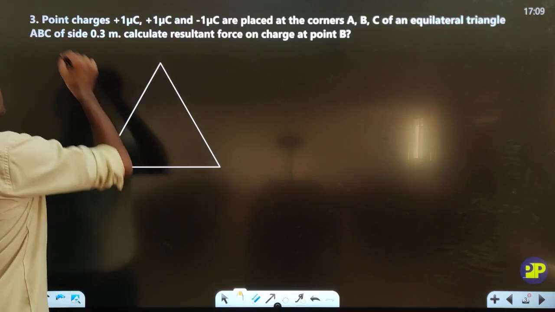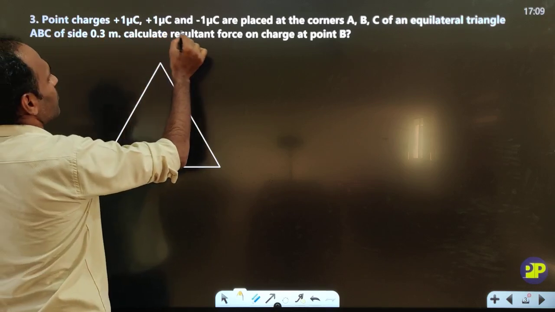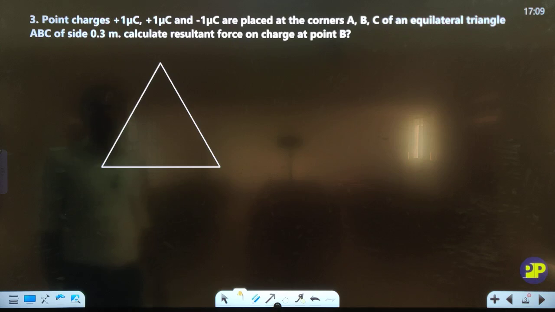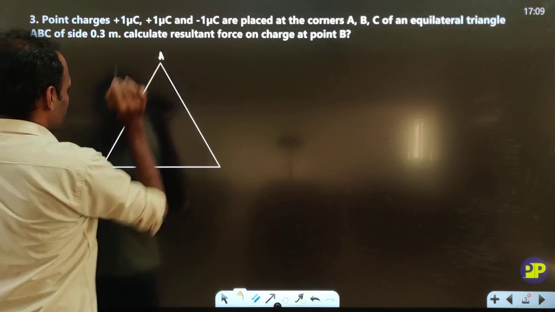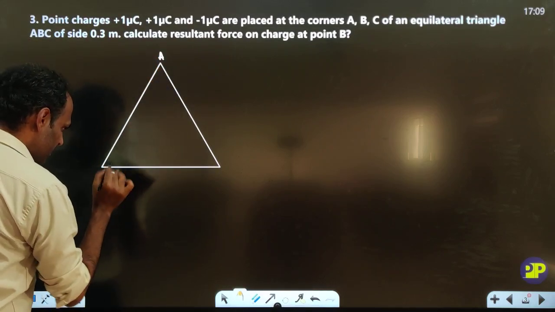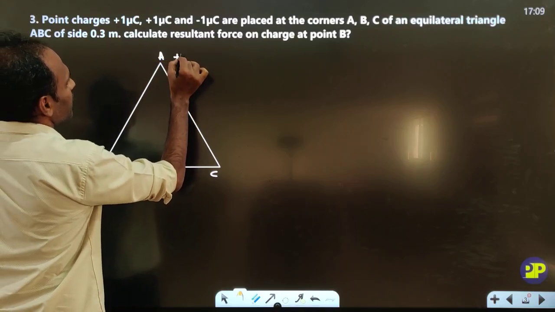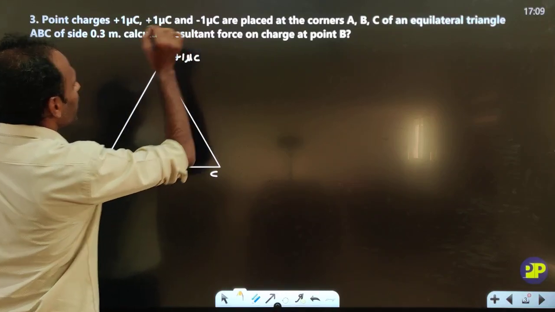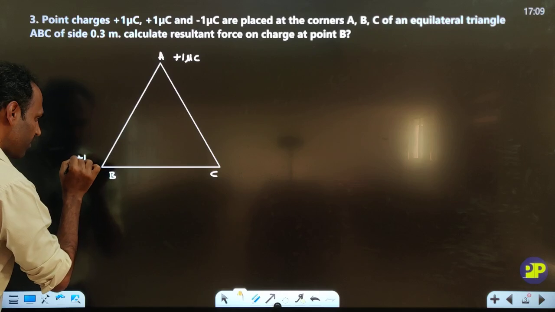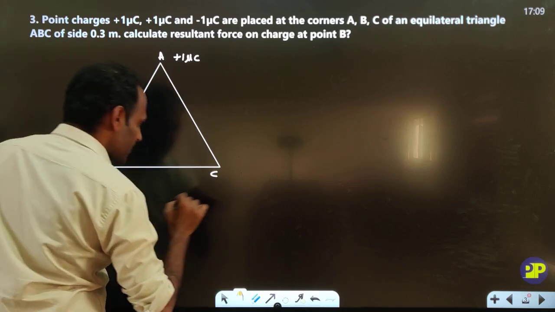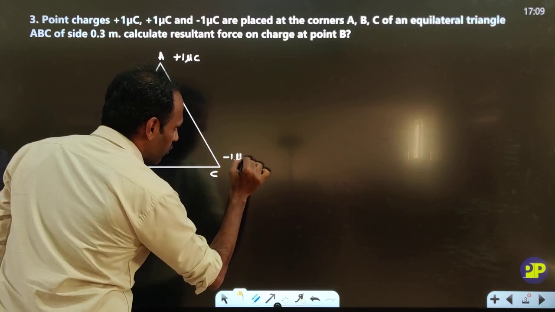Okay, well, so point charges +1 microcoulomb, +1 microcoulomb and -1 microcoulomb are placed at corners A, B, C of an equilateral triangle ABC of side 0.3 meter. Calculate the resultant force on the charge at point B. Okay, let me call this point as A, this point as B, and this point as C. At point A the charge is +1 microcoulomb. At point B the charge is +1 microcoulomb, and at point C the charge is -1 microcoulomb.